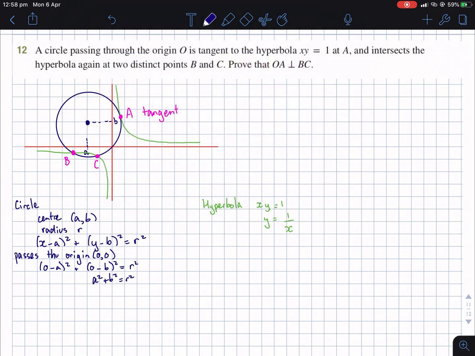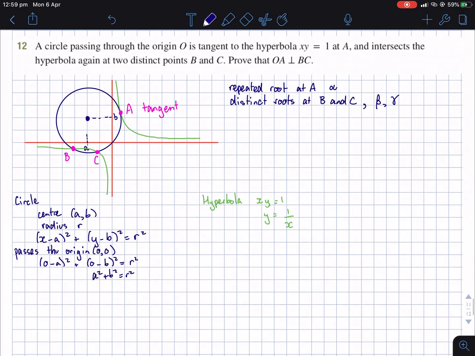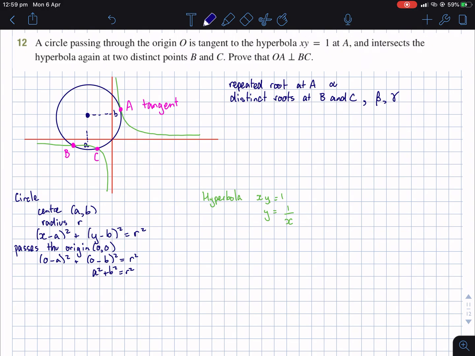So we have a repeated root at A and distinct roots at B and C. So I'm going to call the repeated root alpha, and I'm going to call these ones beta and gamma. Okay, how can we actually start this question?